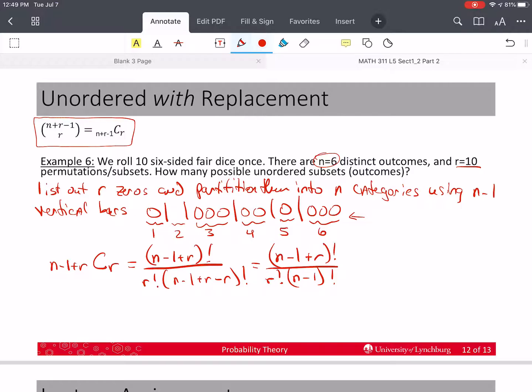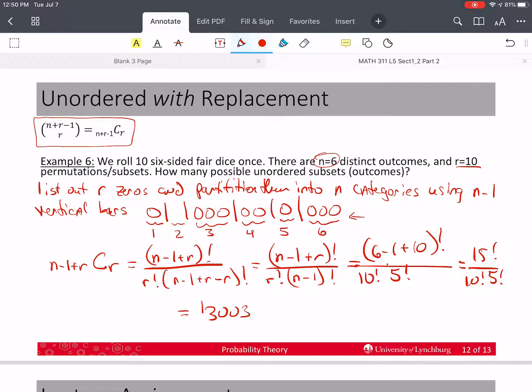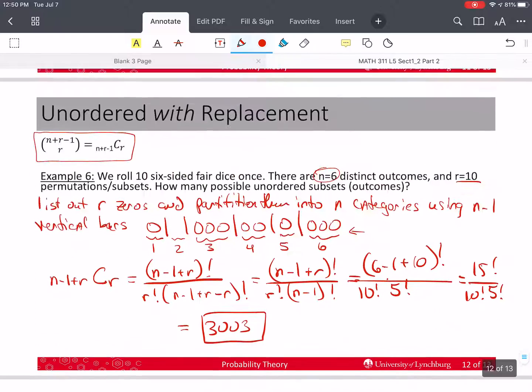For our example, again, n is 6, so I have 6 minus 1 plus R, which is 15 factorial, and then we have R factorial, which is 10 factorial, and 5 factorial is n minus 1. So 15 factorial divided by 10 factorial, 5 factorial, and this gives us 3,003 different unordered subsets with replacement.